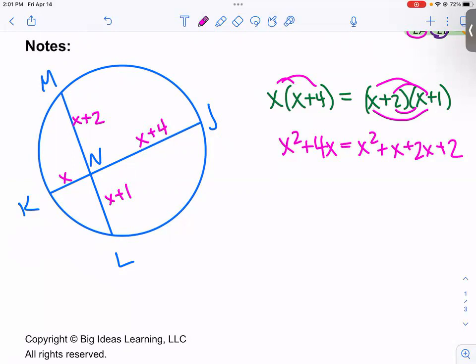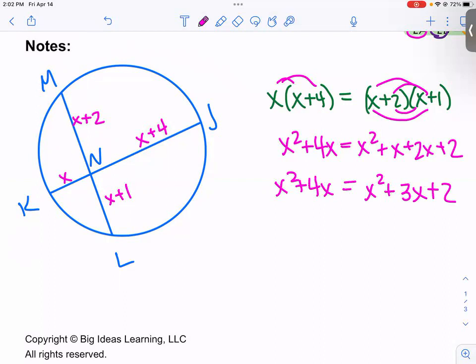Okay, Zach brings up a very good question. Since we are multiplying these two expressions together, if you have an algebraic expression with more than one term, it needs to be in parentheses if you're multiplying. Okay? So we have x squared plus 4x equals x squared plus 3x plus 2.